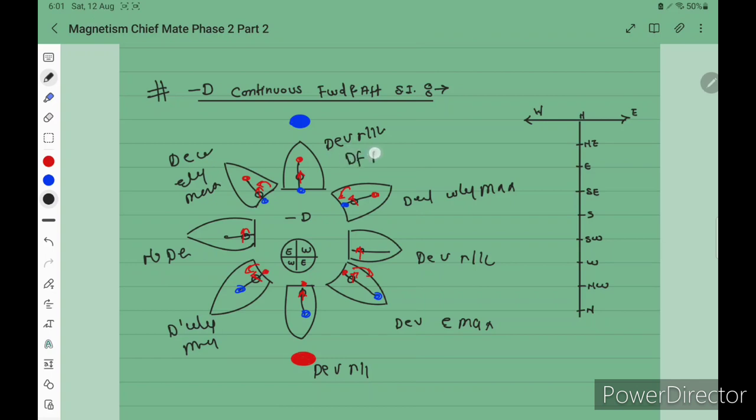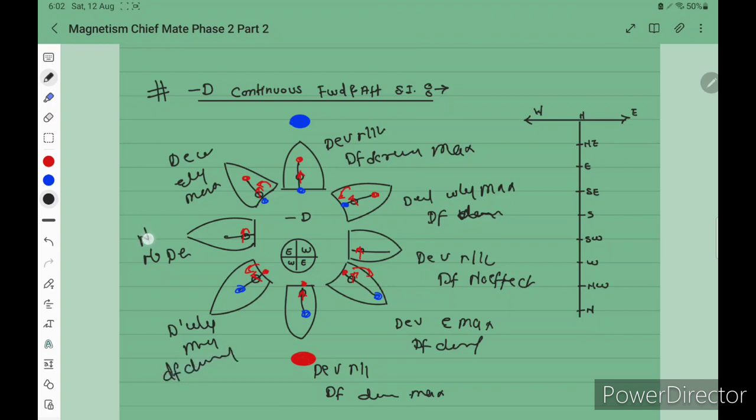Okay, DF reduced, DF decreased maximum, because it is in line but in equal and opposite line, no? So DF increased, DF decreased maximum, DF decreased, DF no effect, DF decreased, DF decreased maximum, DF decreased, no effect of DF, DF decreased or reduced, whatever.